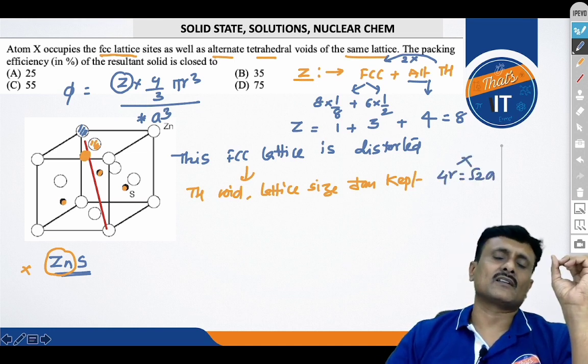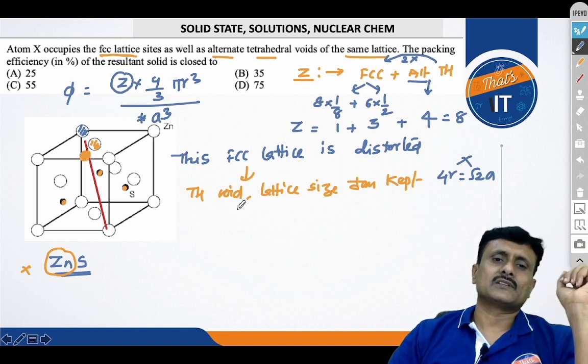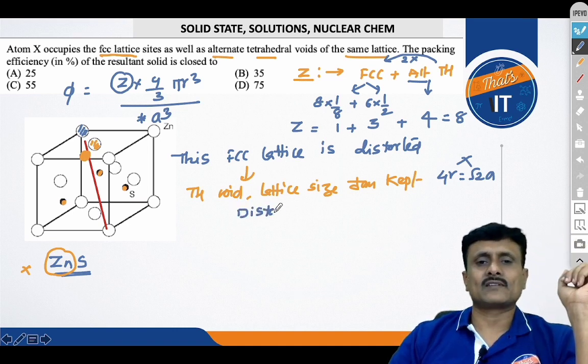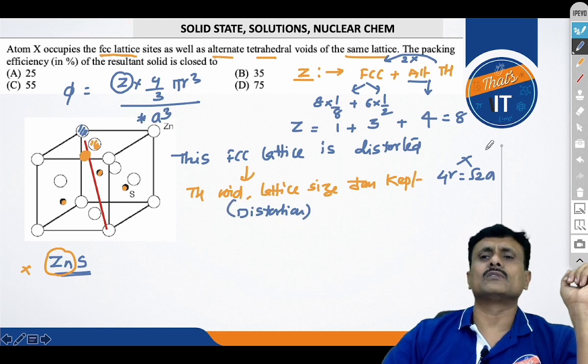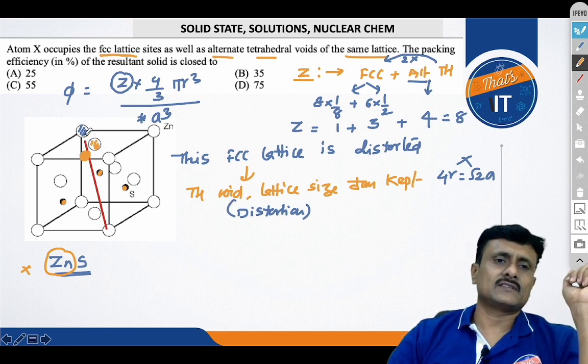That relationship is gone. Because of what? Distortion. What is the reason for this distortion? And then how could I know the relation between A and R? Now you see, this is the body diagonal.